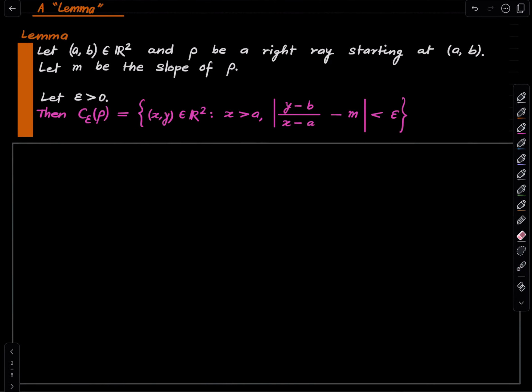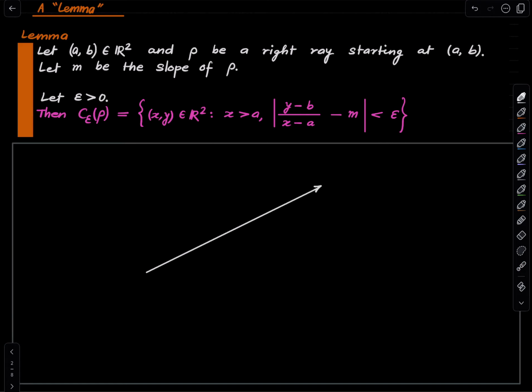Okay, so first we'll prove a lemma. It's not much of a lemma, it's a triviality, and we gave this as an exercise in the previous problem set. What does it say? We are just rewriting the epsilon cone in a slightly different way. So you pick a point (a, b) in R2, and rho a right ray starting at the point (a, b), and suppose m is the slope of the ray. Then for epsilon greater than 0, we claim that the epsilon cone about rho is nothing but that set. And let me just justify this visually. I do not want to give a formal proof of it.